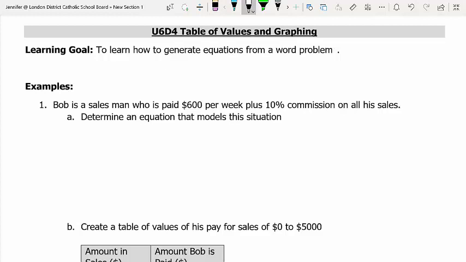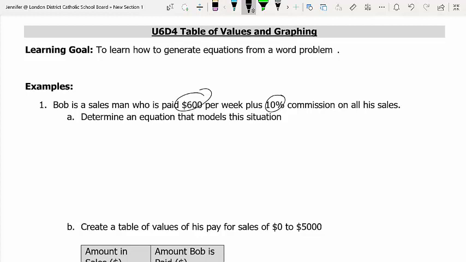Bob is a salesman who is paid $600 a week plus 10% commission on all of his sales. Determine an equation that models this situation. We know that equations are made up of variables and numbers. The numbers are already in the question, but the variables are not. So when you're creating an equation, it's always important to write what is called a let statement, which is just a sentence saying what your variables represent.